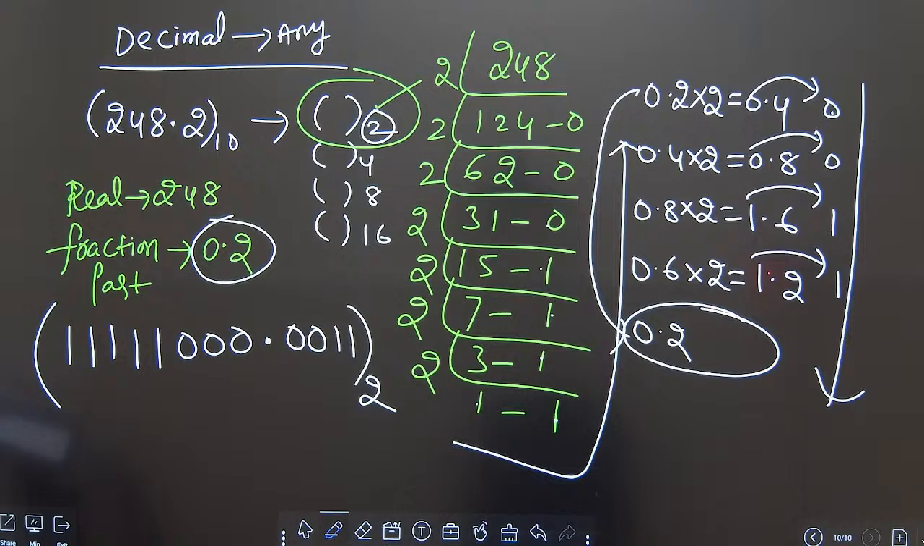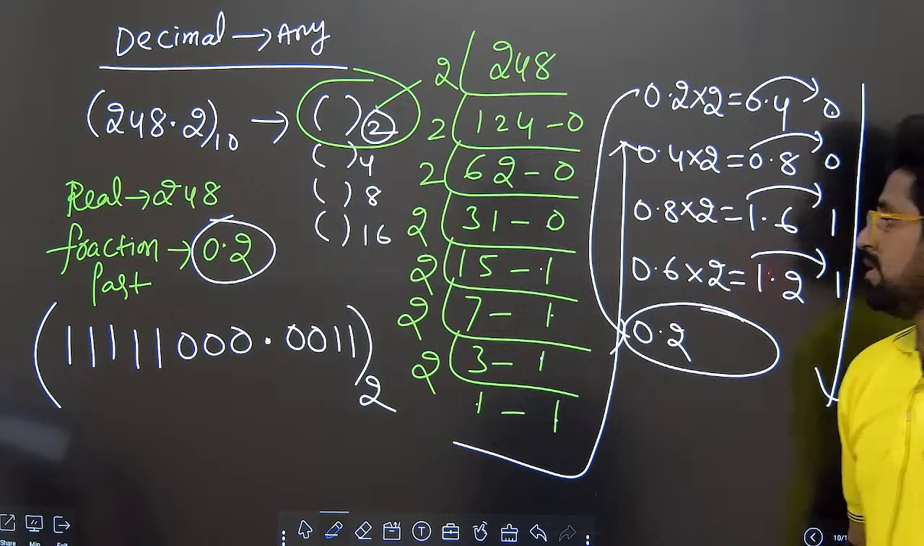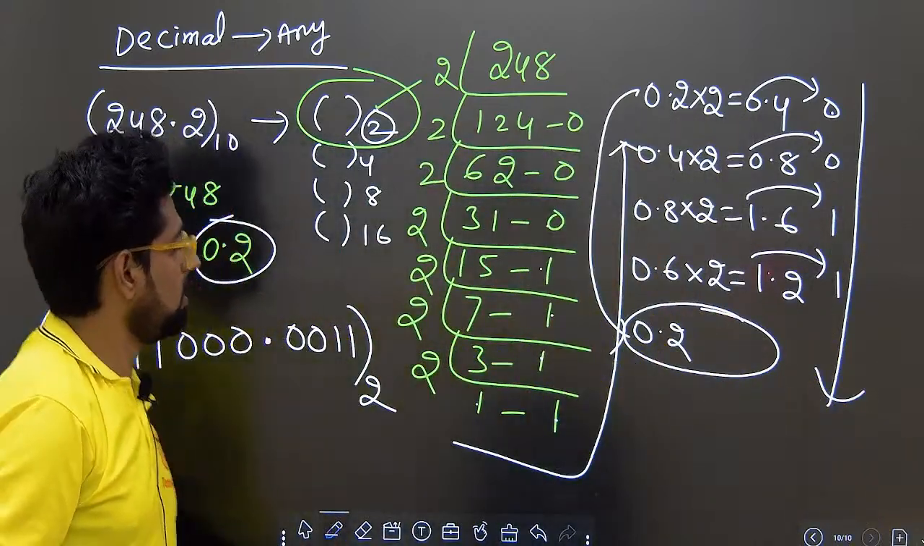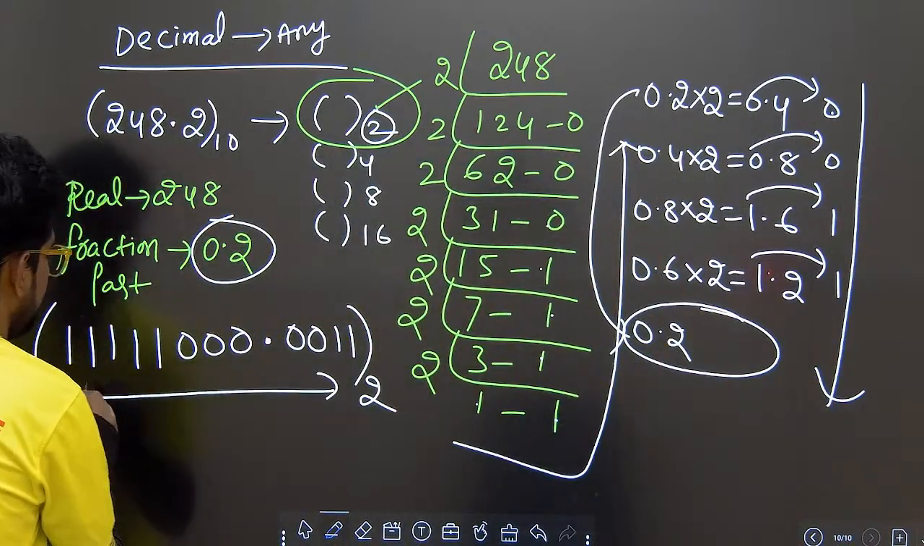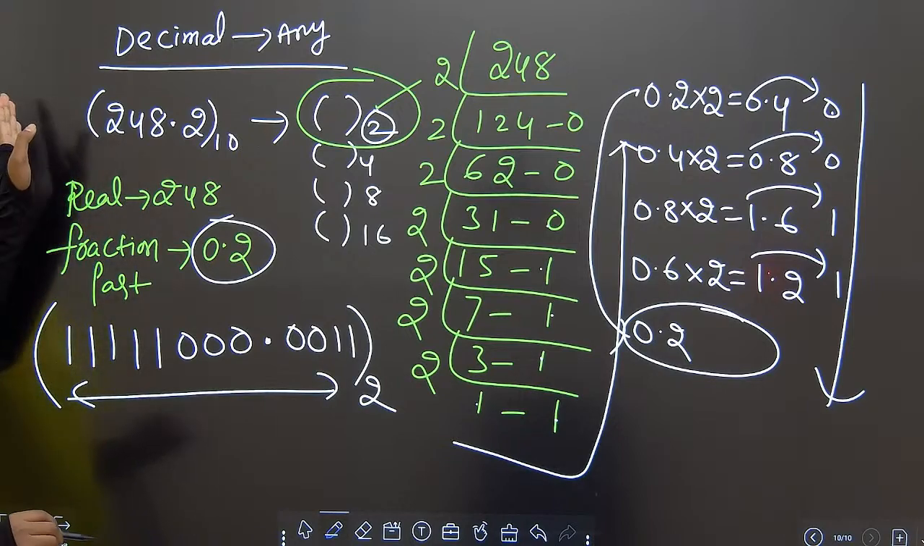Note this down fast. In this way we need to complete this method. Note down fast. Okay, I told you very clearly how to do this process. Very good. So the final answer we got is this. This is the conversion from decimal to any.